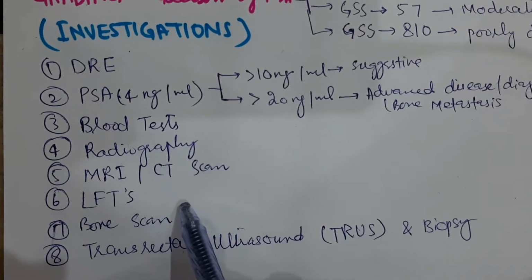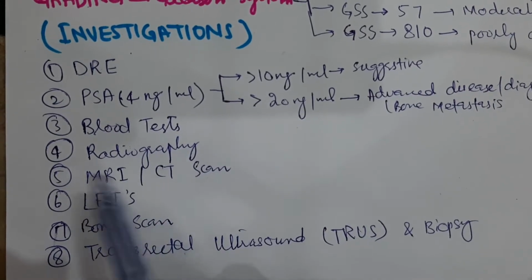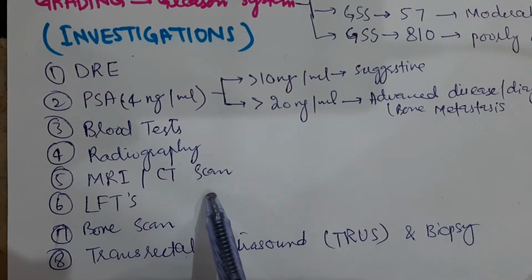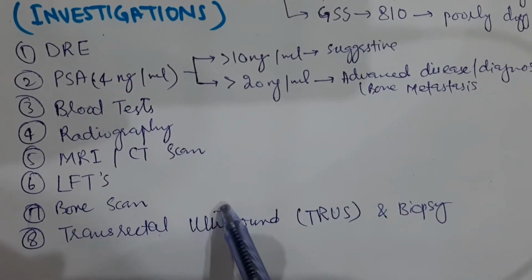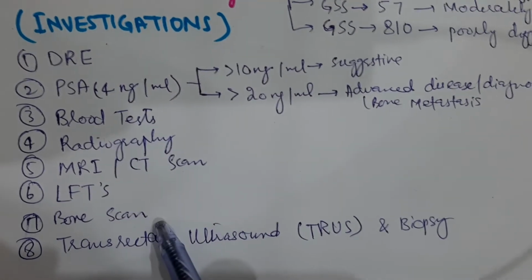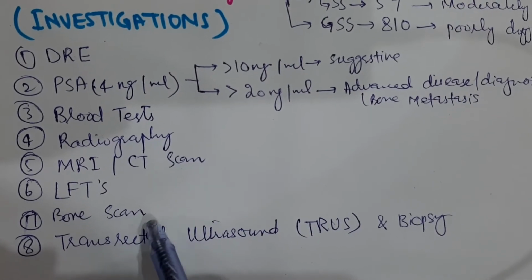99m, which is then monitored using a gamma camera. It is more sensitive in the diagnosis of the metastasis than a skeletal survey. But false positive result occurs in the arthritis, osteomyelitis, or a healing fracture.